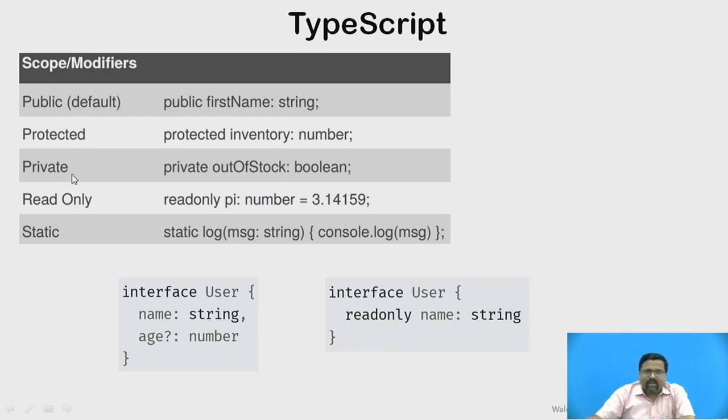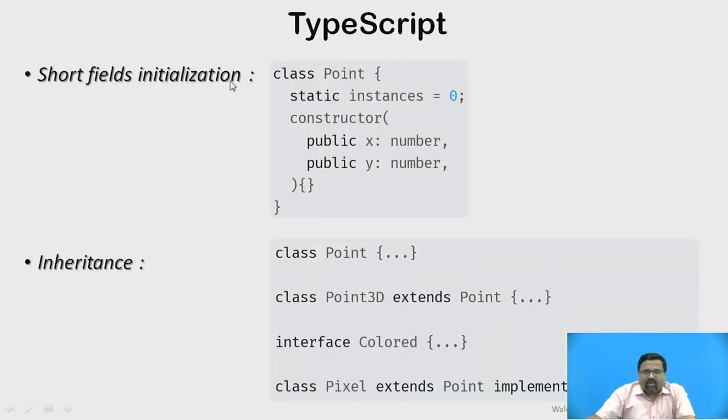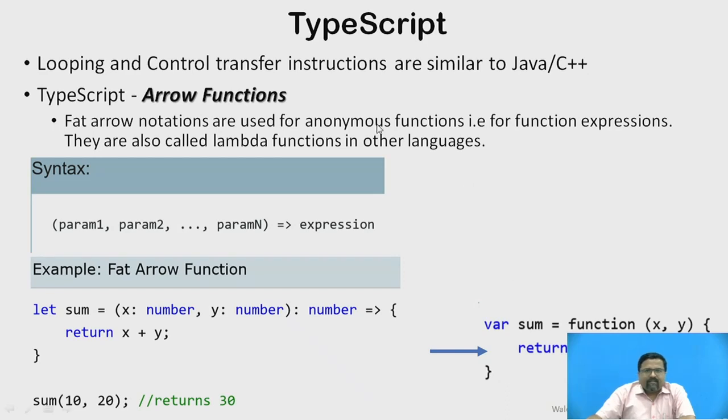Then again we have the scope access modifiers such as public, protected, private, readonly, static, right? So interfaces, as you can see, are declared here. Then we have short field initializations, such as like this. Inheritance syntax is similar to Java, where you use extends for extending a class and implements for implementing an interface, right? So this is similar to Java. And then we have looping and control transfers such as if, else, while, for, which is similar to Java and C++, nothing different, so I will not cover it over here.